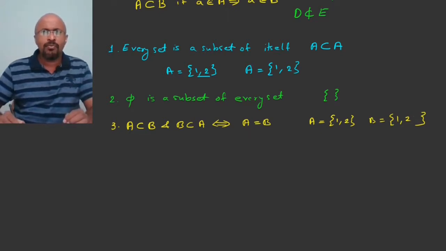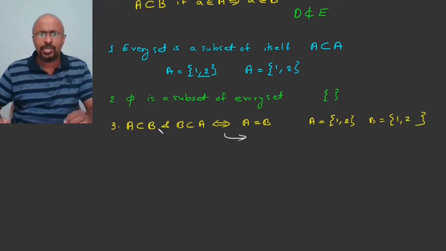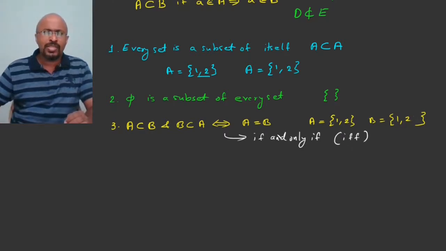And look at this, we use a notation like this. It is a double implication. That is, if A is equal to B, then A is a subset of B and B is a subset of A. And if A is a subset of B and B is a subset of A, then A is equal to B. It is a double implication and we usually read it as "if and only if". It is briefly written as "iff". So we studied the third point here.